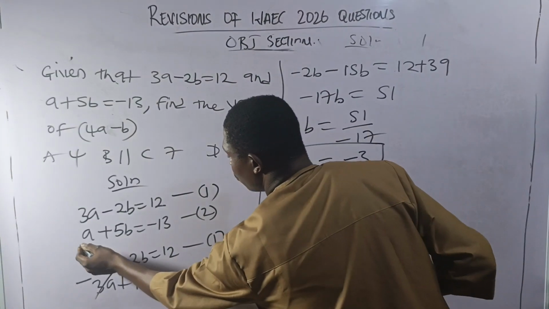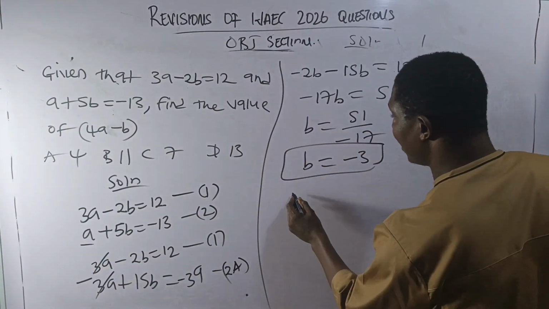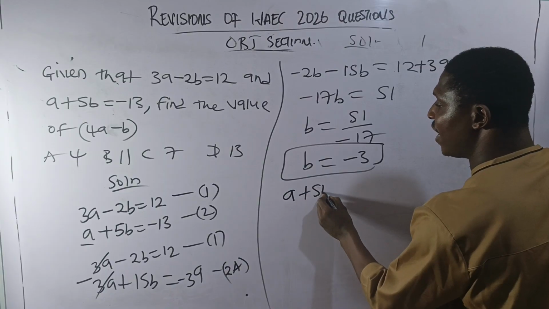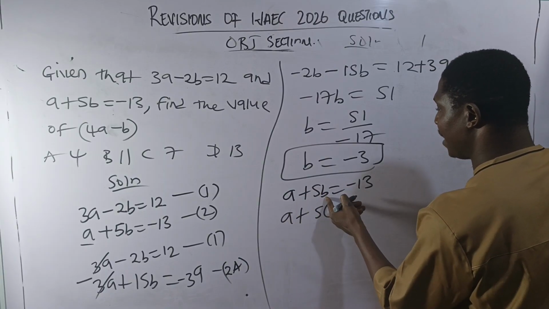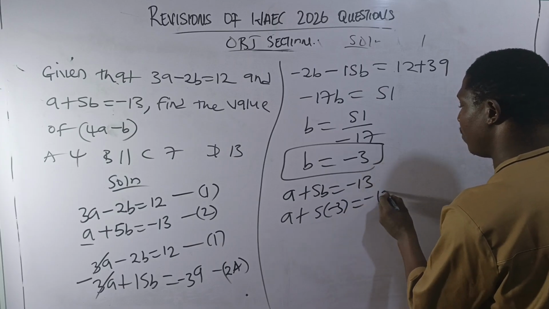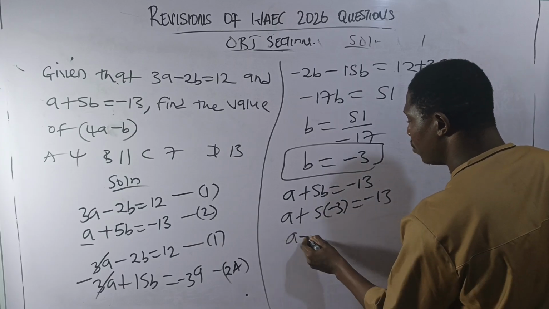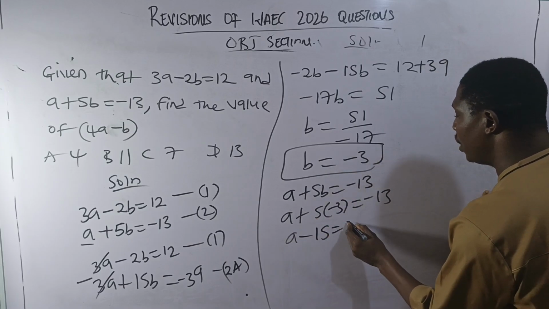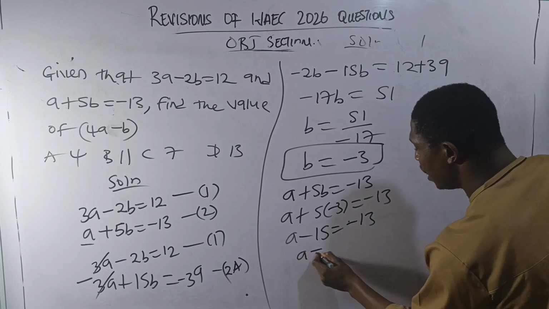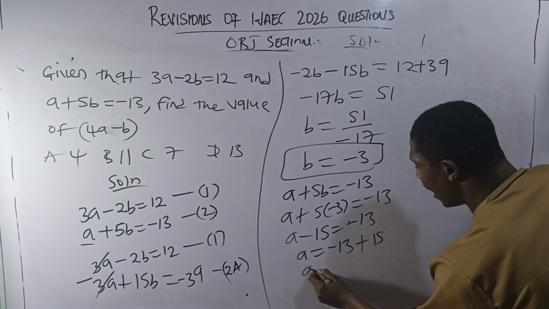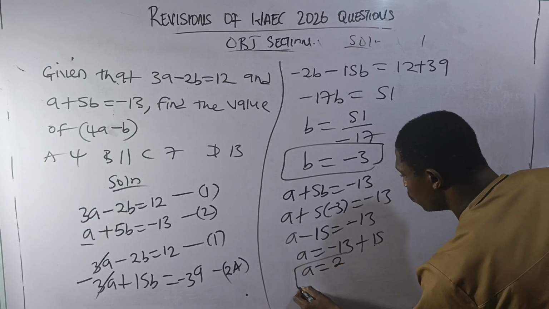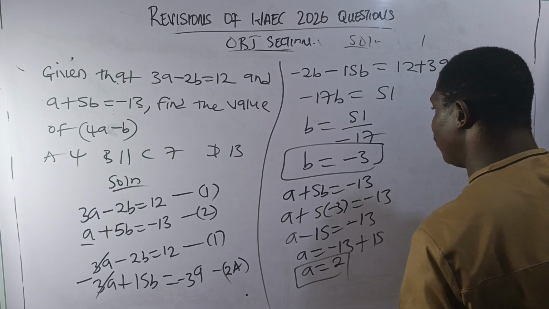I can put my B therefore into either equation 1 or 2 to get my A. I'll simply use equation 2 since it's easier. So I have A plus 5B equals to minus 13, and I have A plus 5 bracket value of B, minus 3 equals to minus 13, and A plus minus is minus, 5 times 3 is 15, equals to minus 13, and A will equals to minus 13 when negative 15 become positive 15, and A will be equals to positive 2. So A is 2 and B is minus 3.